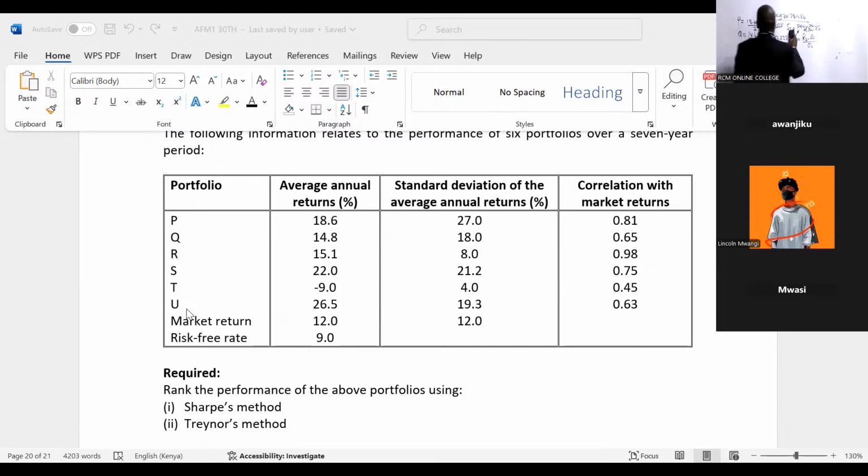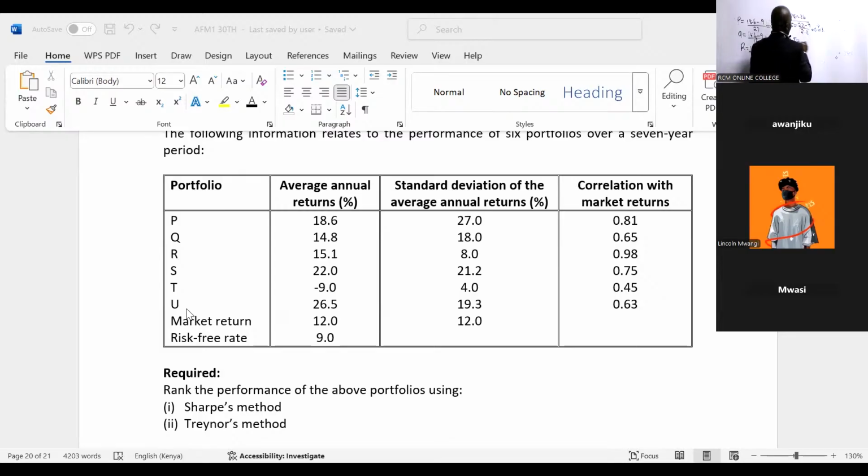After R, we have S. The return of S, ladies and gentlemen, is 22, minus risk-free, which is 9, to get the premium, divided by the standard deviation of S, which is 21.2. Which then ended up giving you what figure? 0.613. After S, we go straight away to T.